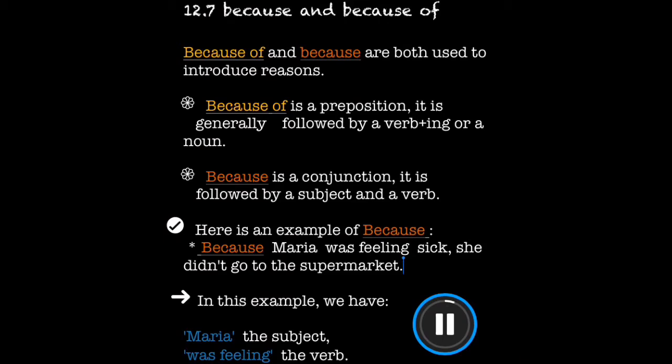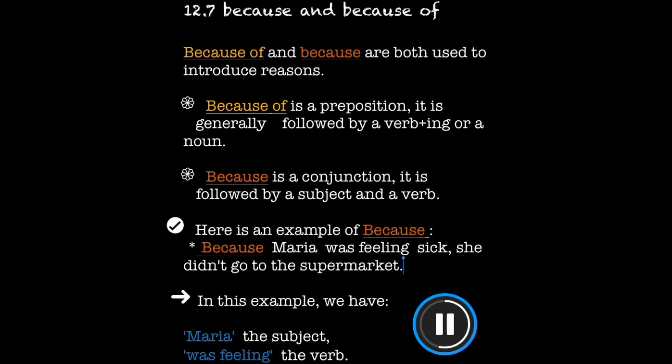12.7 Because and because of. Because of and because are both used to introduce reasons. Because of is a preposition, so it is generally followed by a verb plus ing, which is known as a continuous tense, or a noun, while because is a conjunction, so it is followed by a subject and a verb.